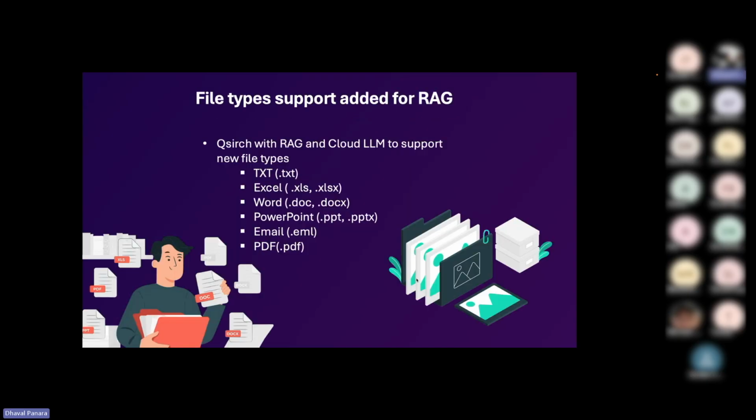And then what file types are supported currently? Currently, we support text documents or TXT documents, Excel documents, Word documents, PowerPoint documents, emails, and PDF files. So if you upload any of these files onto your QNAP NAS, you can use the Qsirch with RAG to be able to generate an answer for you.